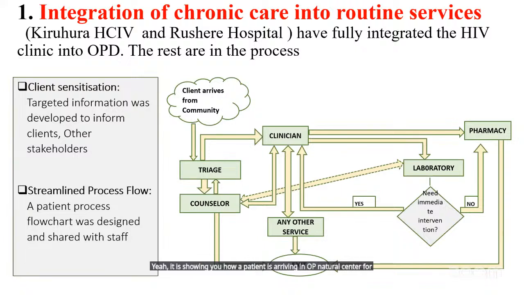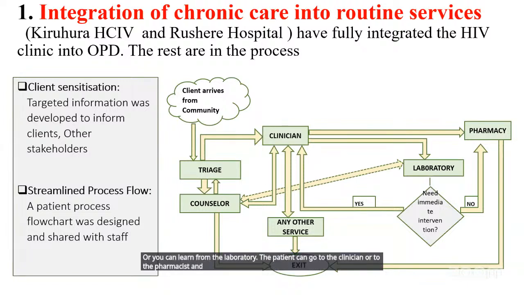There is a triage there. From the triage, the patient can go to the counselor, and from the counselor, the patient can go to the laboratory, and then from the laboratory, the patient can go to the clinician or to the pharmacy. I think we can look at how the patient flow is happening there.